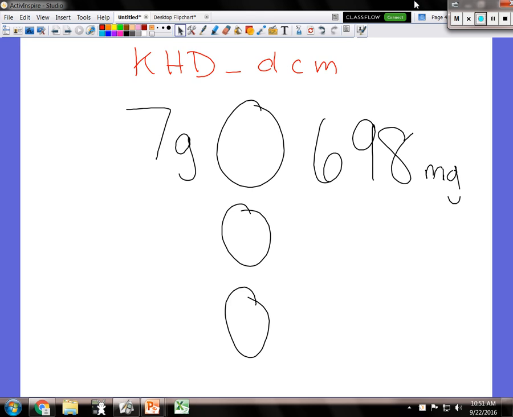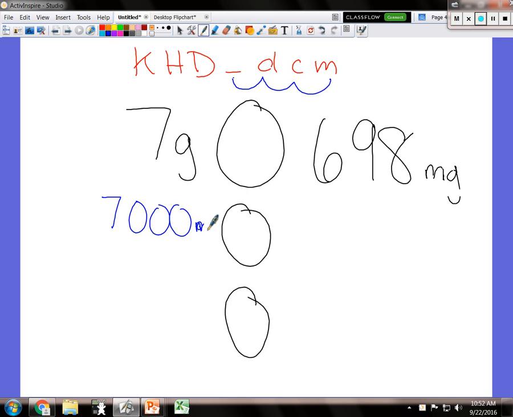Okay, 1, 2, 3, 4, 5, 6. Okay. How many of you converted grams to milligrams? Okay, that's fair. All right, so let's do grams to milligrams first. If I want to go from grams to milligrams, which direction, how many places? 3 to the right. So 7 grams turns into what?